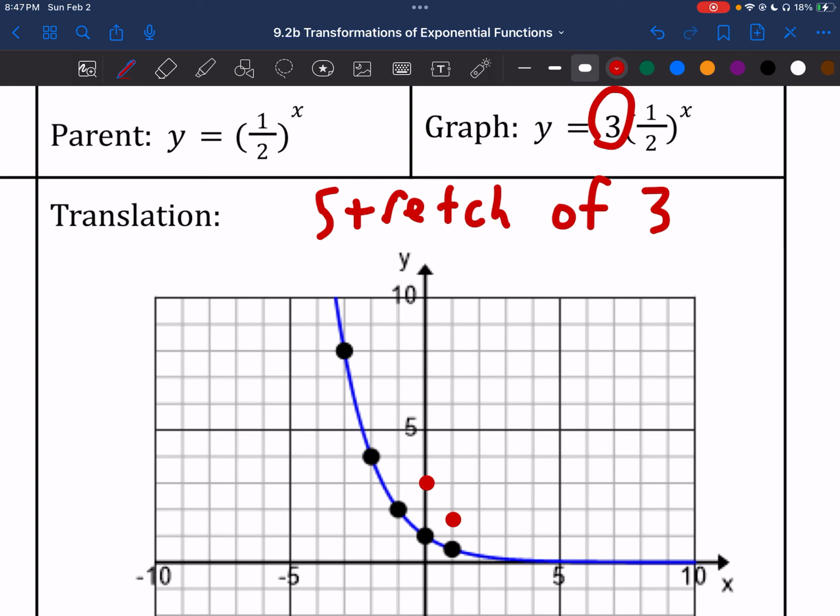1/2 to the negative first power is 2. 2 times 3 is 6. 1/2 to the negative second power would be positive 4. 4 times 3 is 12. And so we are immediately off the graph here.